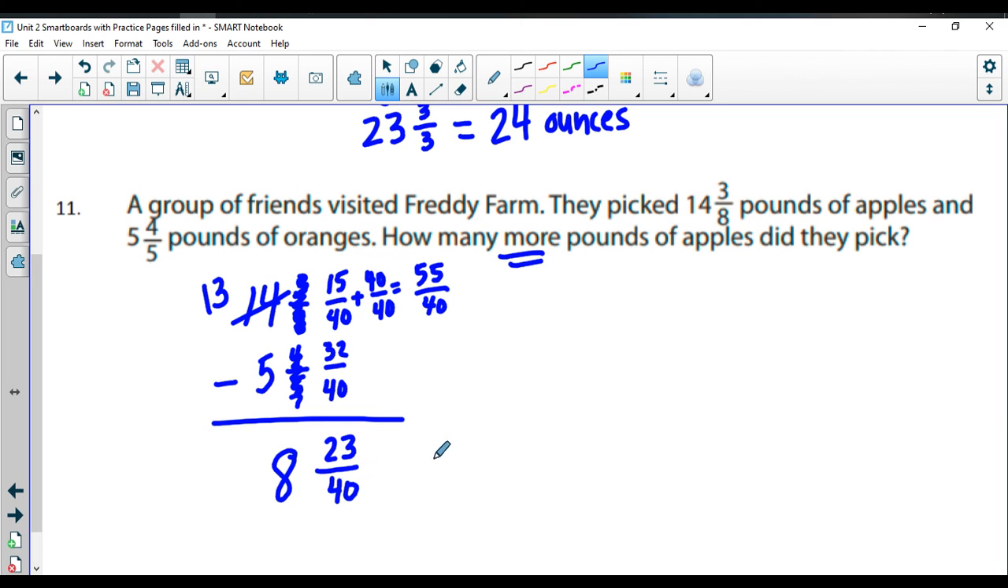It is simplified. It's not improper. And our label is going to be how many more pounds. So we're going to say 8 and 23/40 pounds. So that wraps up your work on your final piece here for adding and subtracting mixed numbers.